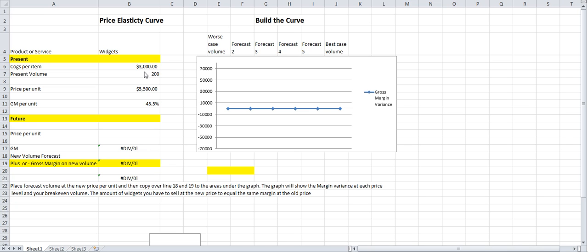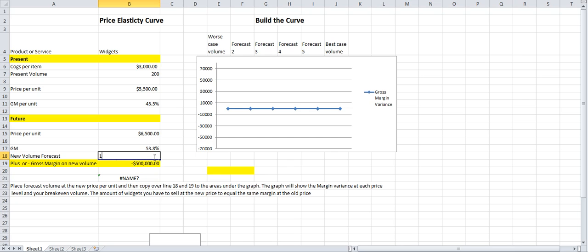So in this case, I'm selling widgets. They cost me $3,000 each. I'm selling 200 of them right now at a price of $5,500 for a 45.5% gross margin per unit. So what if I could sell these products for $6,500? What if I raised my price? Well, my gross margin would go to 53.8%. I'm going to raise my price $1,000.